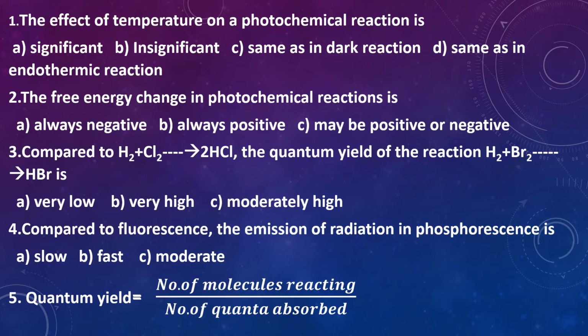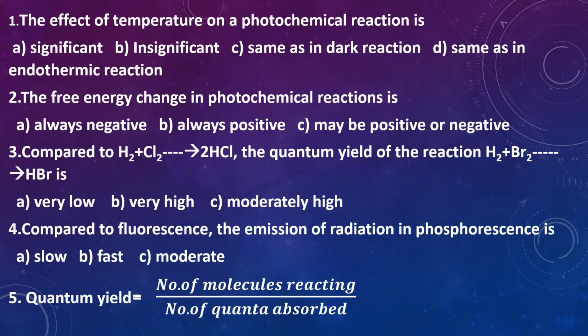Hence, look at the options first. A. Slow, B. Fast, and C. Moderate. Okay. So the question is, students, once again, compared to fluorescence, the emission of radiation in phosphorescence is slow. The correct answer is A, that is slow.